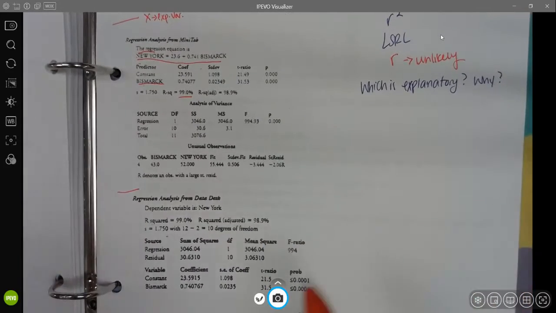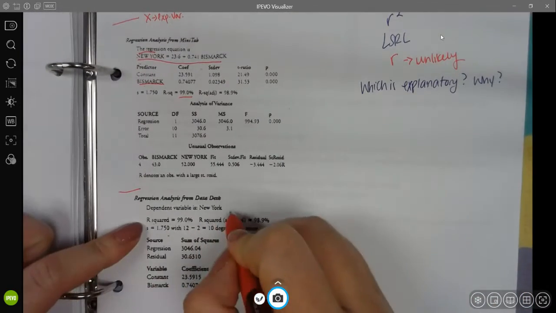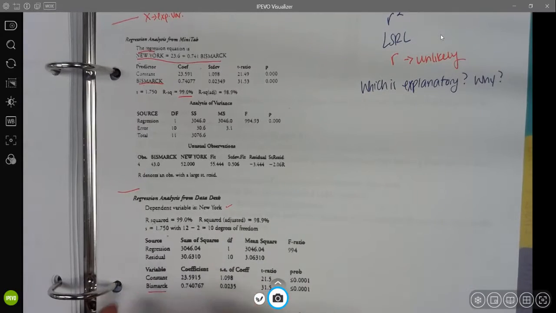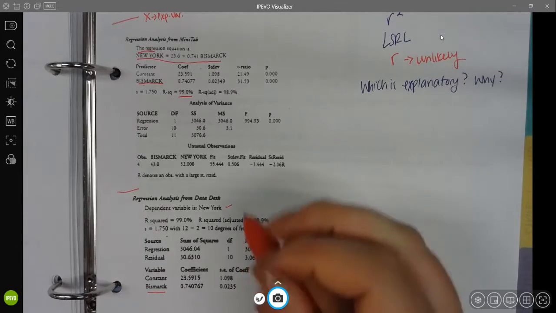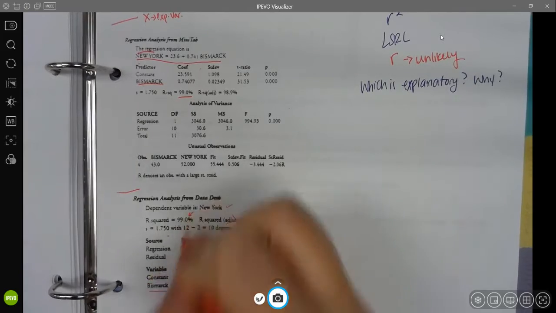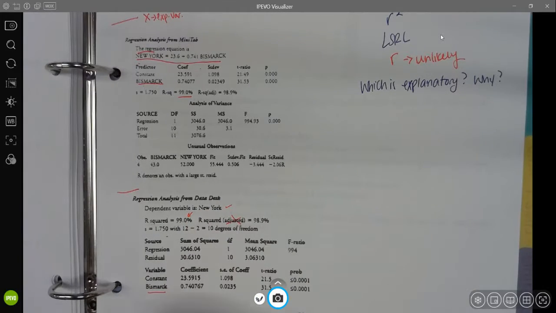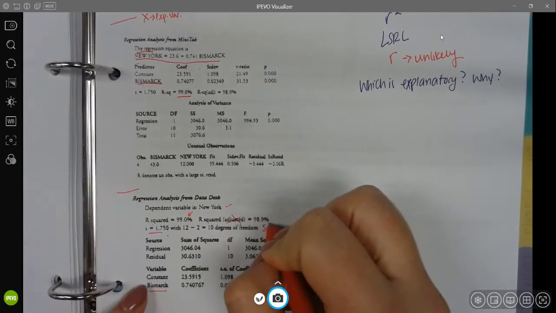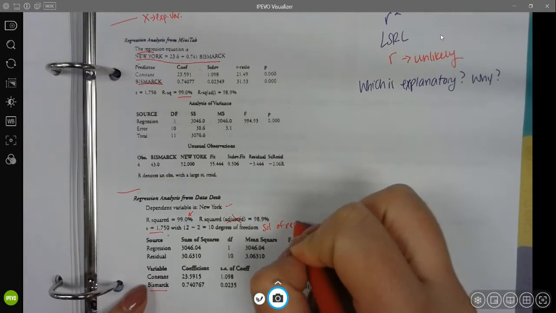Let's look at DataDesk down here. It does tell us here dependent variable is New York. We do see Bismarck right here as well. We're not going to use the adjusted R squared. We're going to use regular R squared. Here it gives us S. That's the standard deviation of the residuals.